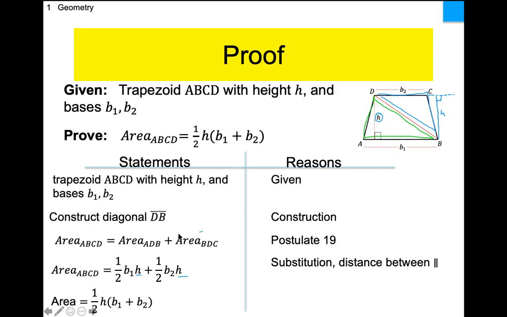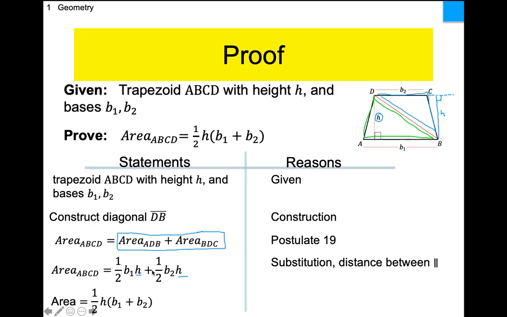So when I rewrite this portion, just using the formula for area of a triangle, 1/2 base times height. For the green triangle, I get 1/2 times the base, which is B1, times height. And for the blue triangle, plus 1/2, the base now is B sub 2, and the height is still h. And that's just using a little bit of substitution and the fact that the formula for area of a triangle is 1/2 base times height.